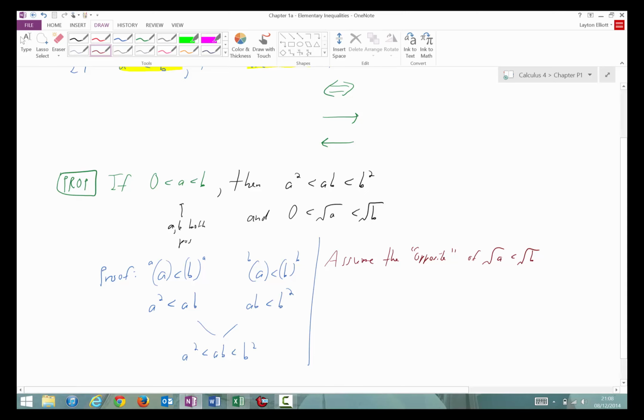So the opposite of the square root of A less than the square root of B is the reverse of that. Assume that the square root of B is less than or equal to the square root of A. That reverses the roles completely and puts an inequality on it. Puts a less than or equal to as well. So what we're going to show is that that can't possibly be true, which means that this has to be true.